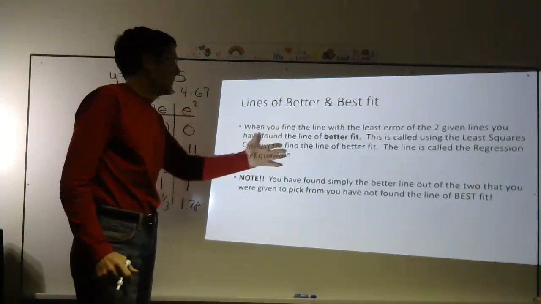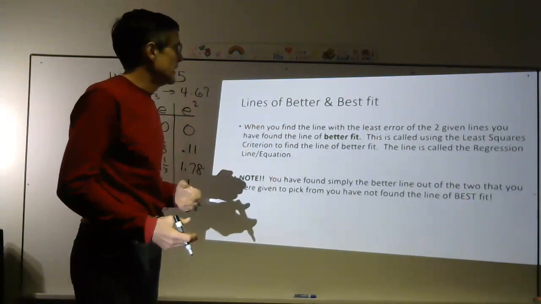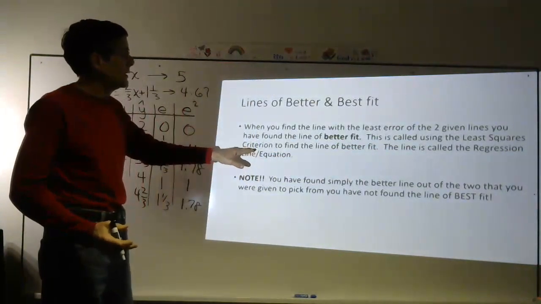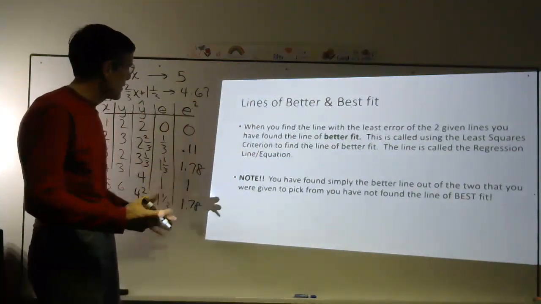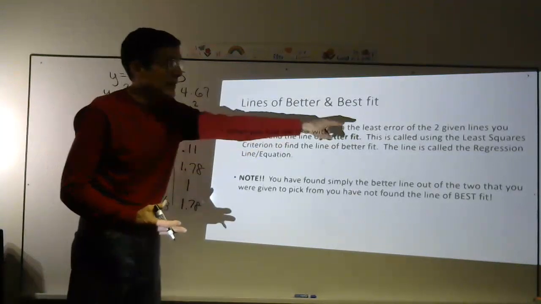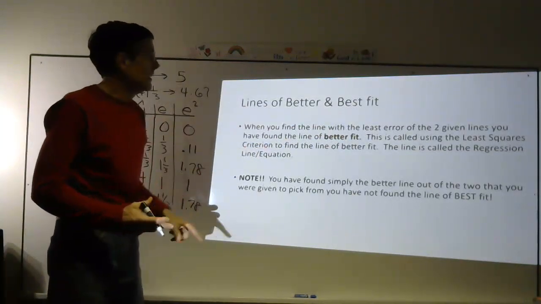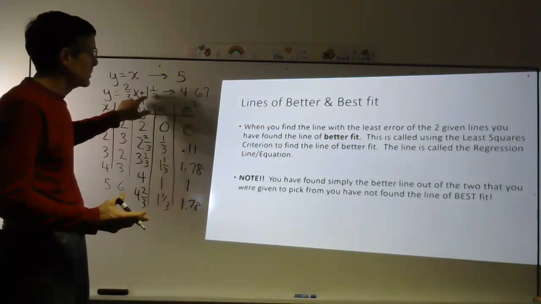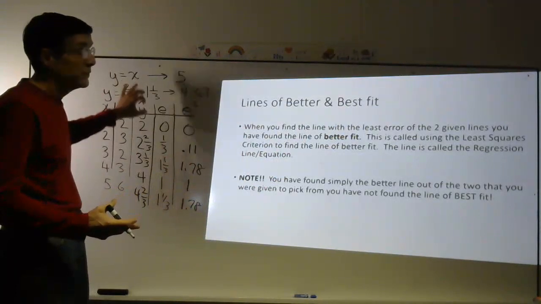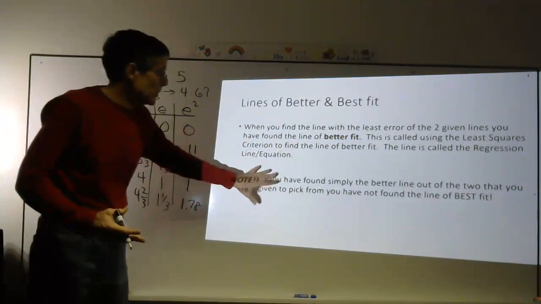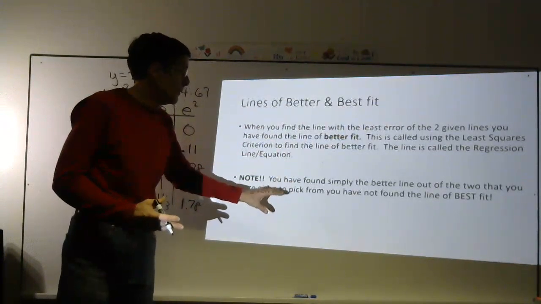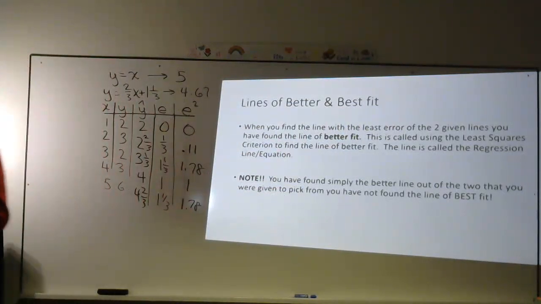And this just more or less retraces what I just said. We found the line of better fit. It's called the least squares criterion because we wanted the least amount of squared area. The line is called the regression line or the regression equation. This is the regression line or equation out of the 2 that I've given you. And notice once again, we have found simply the better line out of the 2. We have not found the line of best fit.